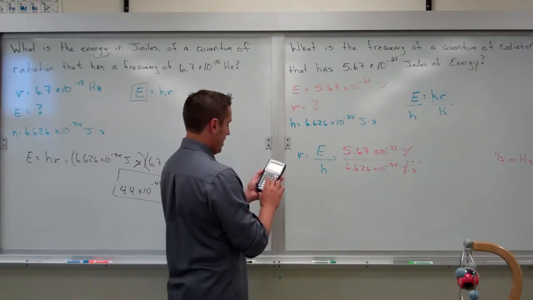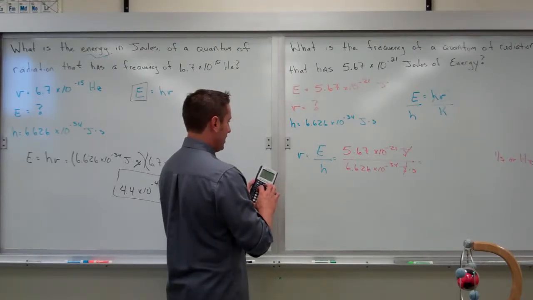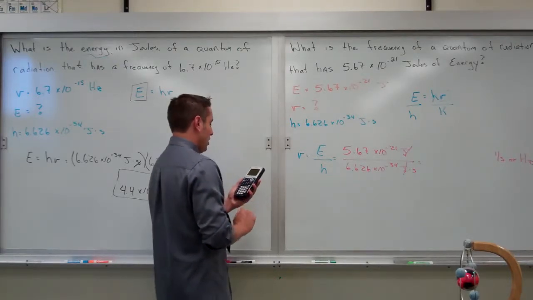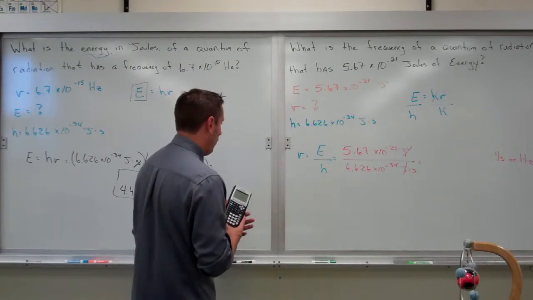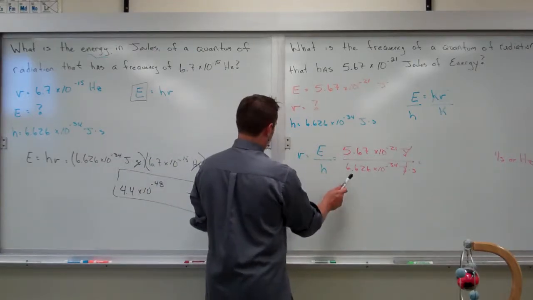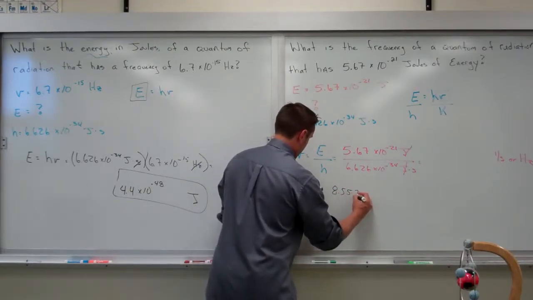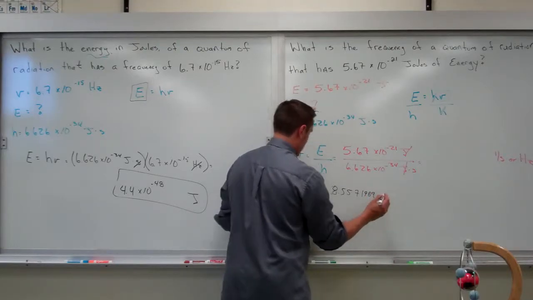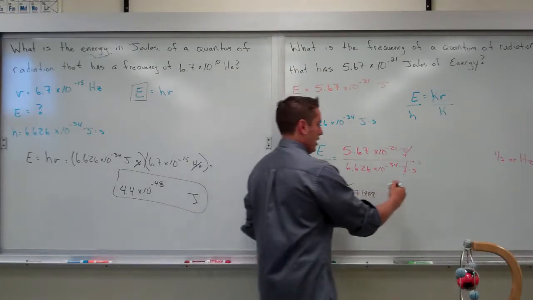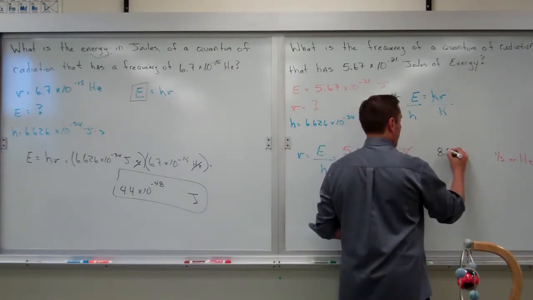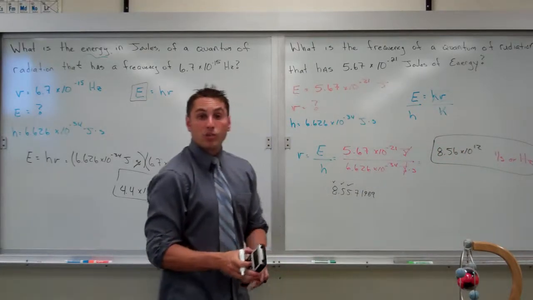5.67 E negative 21 divided by 6.626 E negative 34. My calculator says 8.557 times 10 to the positive 12. Watch your sig figs. 3 here, 4 here, right? Which means that if my number is 8.55791989, with 3 sig figs, will the 7 round the 5 up? It will. 8.56 times 10 to the 12th reciprocal seconds or hertz.